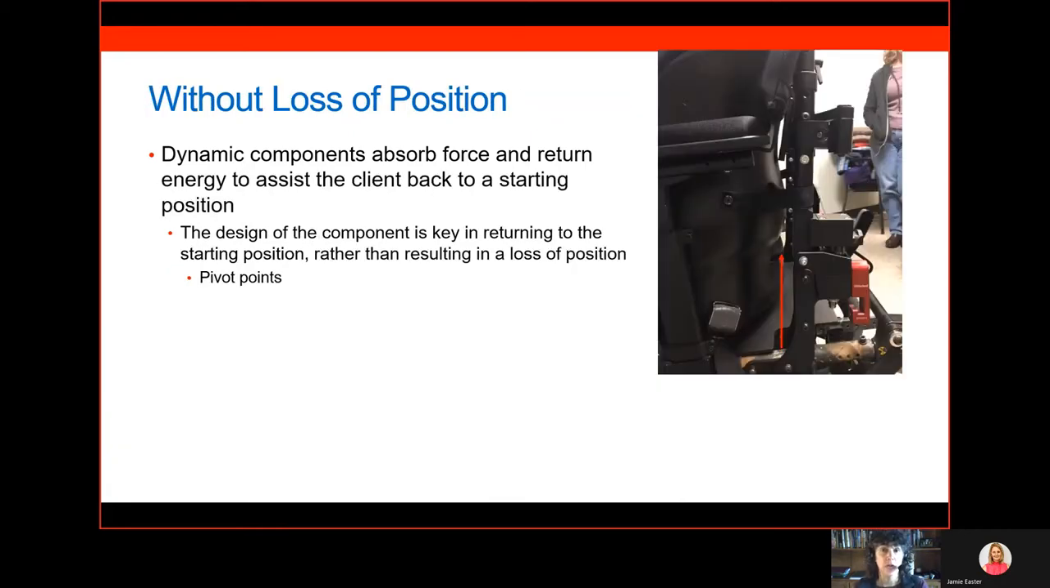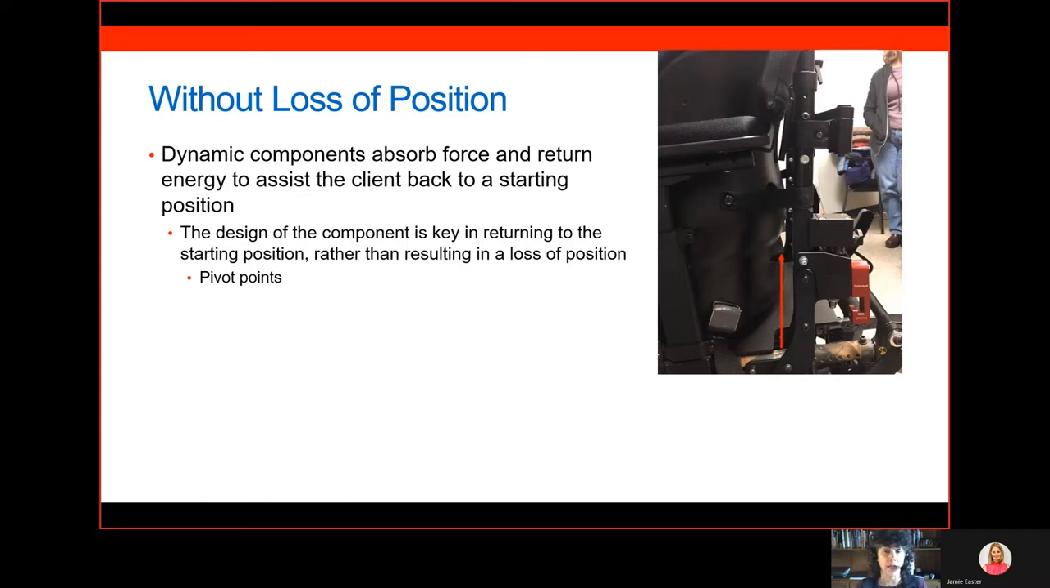It's also important that the dynamic component do this without a loss of client position. So again, the dynamic components absorb force, return energy to assist the client back to their starting position, but we want to make sure that when the client returns to their starting position, that they haven't lost some of that position. So for example, with a dynamic back, if the client is extending at the hips, we want to make sure as the client goes back to upright that the hip remains in neutral, the pelvis does, that it hasn't collapsed into a posterior pelvic tilt.